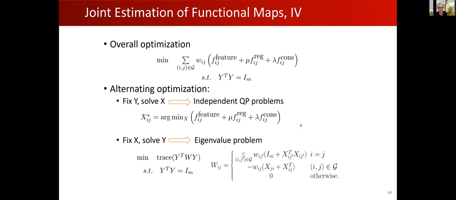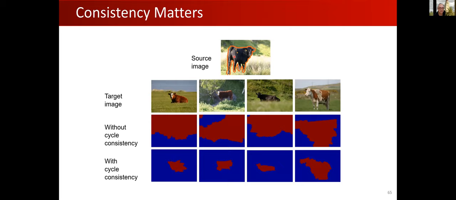And this really makes a difference, because if I think about transporting, say, the function captured in this cow to this cow's, if I don't use cycle consistency, I just use descriptor preservation and the regularization, what I get is pretty garbage. I mean, it's not very good. But the moment I put cycle consistency in, it becomes much, much better.